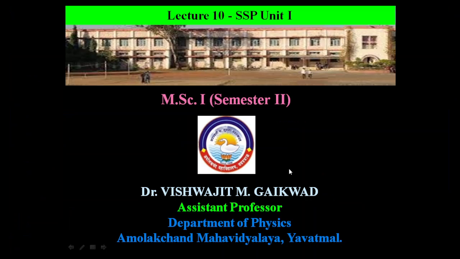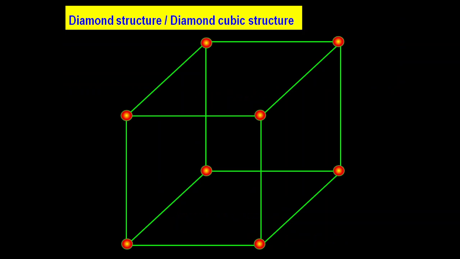Hello students, this is our lecture number 10, solid state physics, unit number 1. Today we are going to study the diamond structure. The diamond structure is made up of carbon atoms which are bonded by strong covalent bonds.